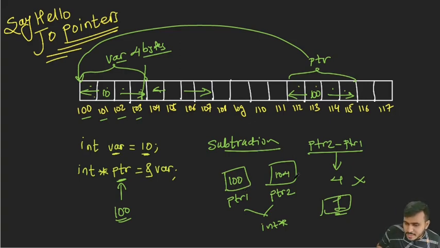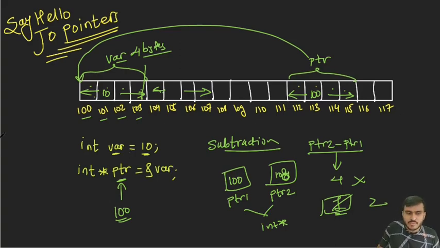Similarly, let's assume that the PTR2 value is 108. Now tell me, if I subtract PTR1 from PTR2, what will be the output? It is very easy. We will get output 2, because in the 100 to 107 range, 2 integers can fit in. You can observe it over here: 100 to 103, one integer, 104 to 107, another integer. So 2 integers can fit in, so we will get output 2.